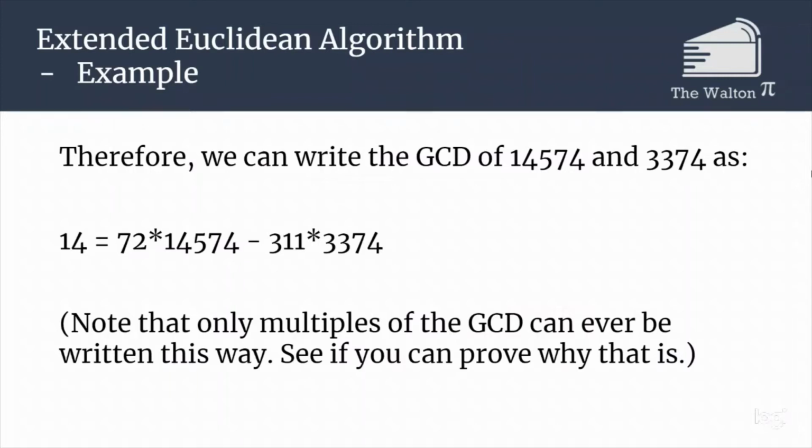So we can't write 12 in terms of 14,574 and 3,374. But we can also write 28 this way by just doubling the coefficients in front of 14,574 and 3,374. By doubling those, we get 28. So we can get multiples of the greatest common divisor, but we can't get anything that's not a multiple.